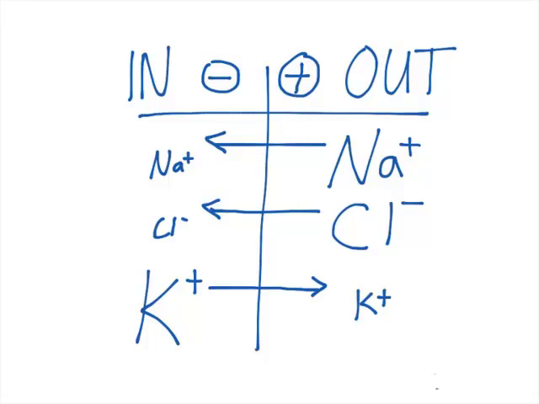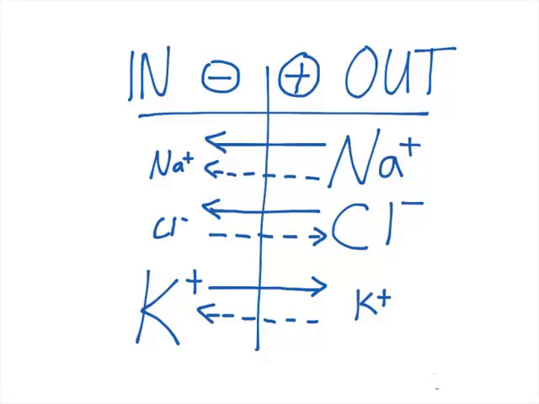If I have positive sodium, where would positive sodium rather be? Inside of the cell or outside the cell? Inside the cell, because the inside of the cell is negative, and positive sodium would rather be where it's negative. So sodium, by its electrical gradient, would rather be inside of the cell. Okay, how about negative chloride? Would it rather be inside or outside the cell? Outside the cell, because negative chloride wants to be where it's positive. So chloride, by its electrical gradient, would rather be outside of the cell. How about potassium? Where does positive potassium want to go? Inside of the cell, because positive potassium wants to be where it's negative.